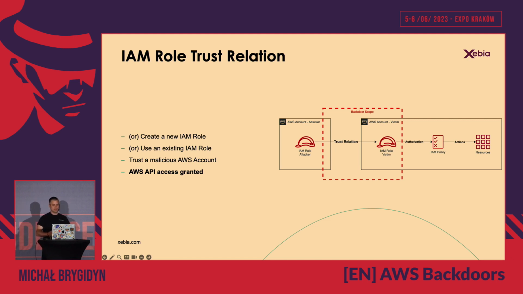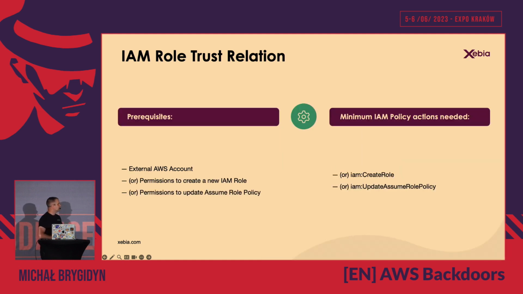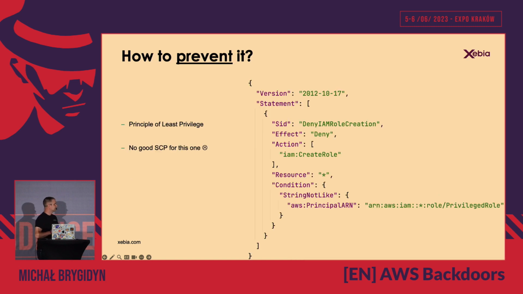to cover my tracks. If there is no role that is interesting for me, I can just create one if I have the create role action available. I will create a new role with the policy that I need and with a trust policy for my external account.